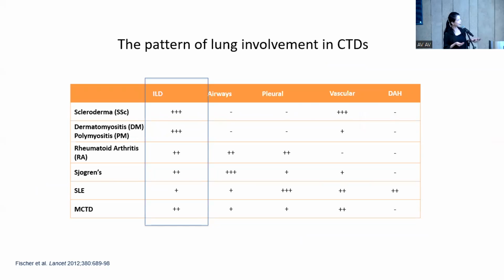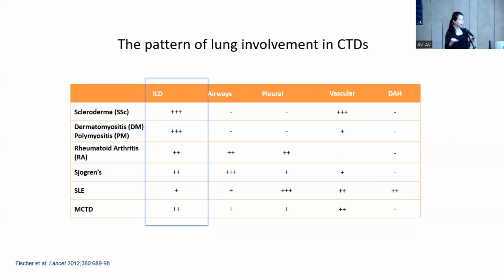In what ways can the lungs be involved in CTD? All parts of the lung can be affected. It's not just the lung parenchyma, but the airways can also be affected, and also the vessels and the pleura, which is the lining covering the lung. But interstitial lung disease is fairly commonly seen in our patients.